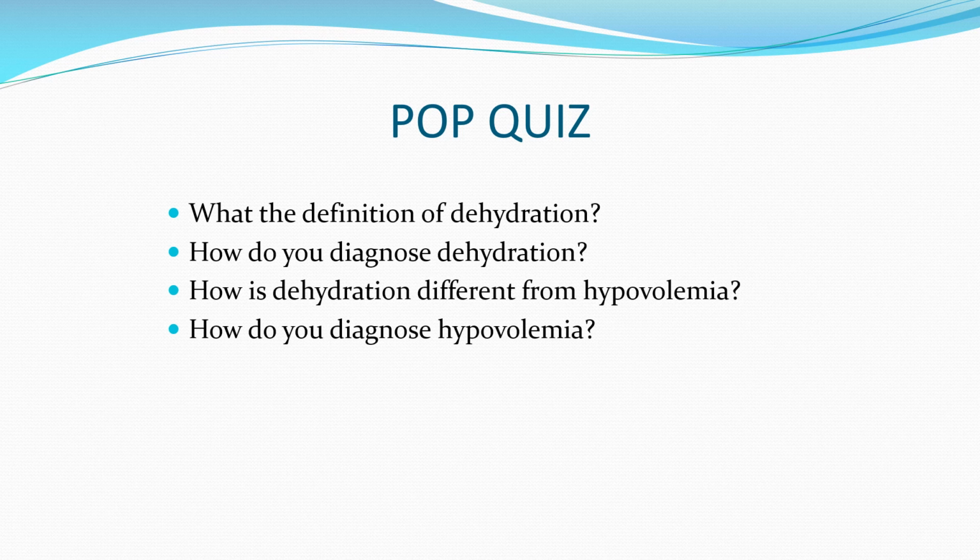How's dehydration different from hypovolemia? Well, in dehydration, you have loss of free water from the body, whereas in hypovolemia, you have loss of both salt and water, leading to orthostatic hypotension or low blood pressure and tachycardia. How do you diagnose hypovolemia? Well, you can diagnose hypovolemia by simply checking orthostatics, or if you determine that the patient is hypotensive and tachycardic, those are other signs of hypovolemia.